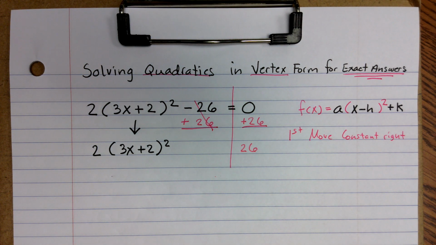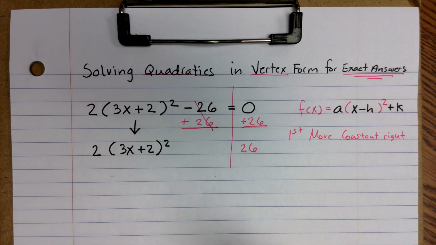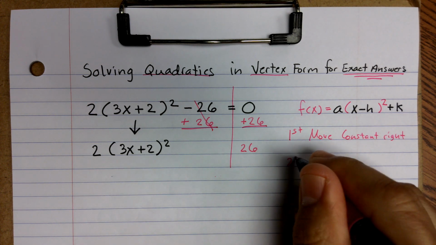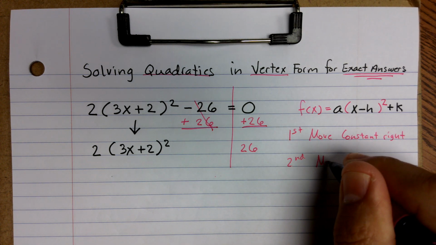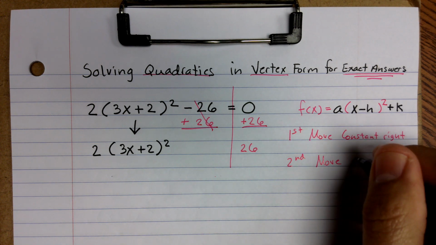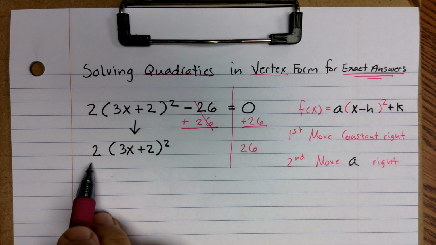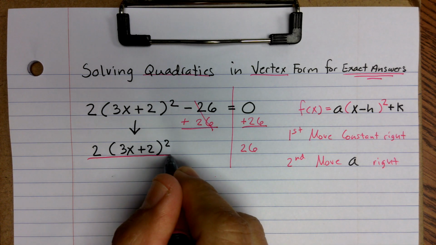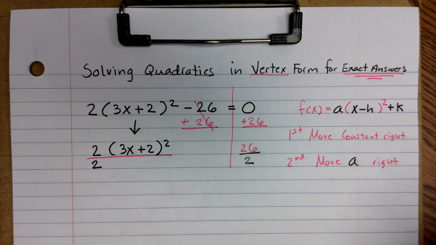Now keep in mind that once we get to this point, notice that this 2 is being multiplied to this 3x plus 2 squared. So what I want to do is get rid of a first. So second, move a right. In order to get rid of this 2, it's being multiplied to 3x plus 2 squared, so I'm going to do the inverse operation of multiplying, which is dividing. So I'm going to divide by 2, and I'm going to do that on both sides, because remember, we do have to keep this balanced.